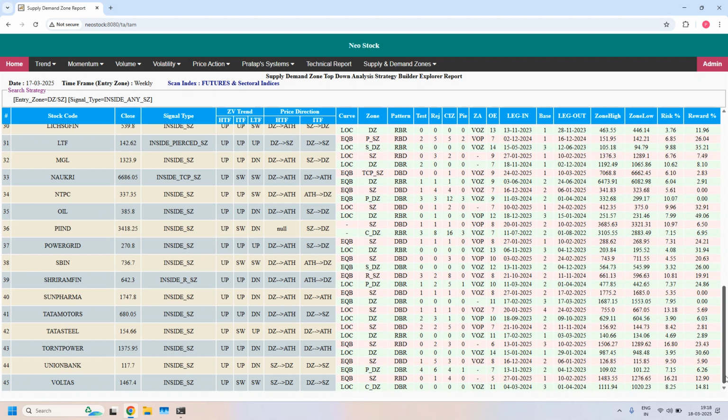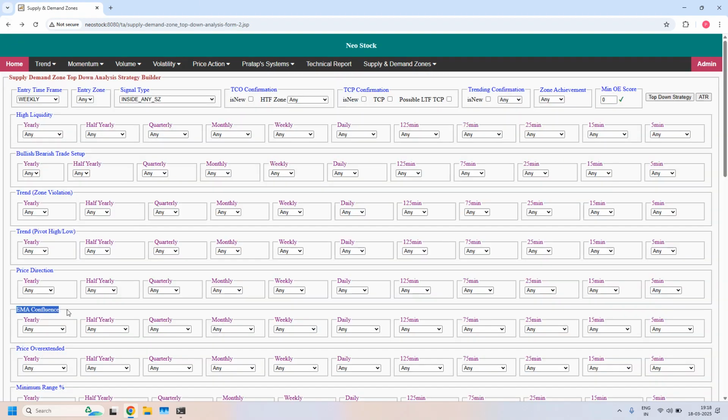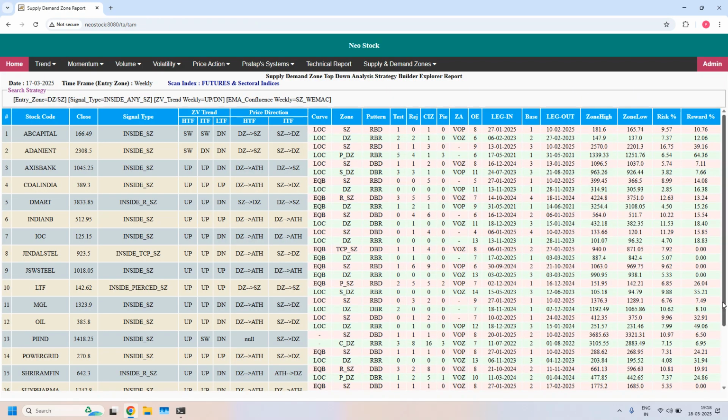Now we can further filter this list based on weekly supply zones having weekly EMA confluence. So in the EMA confluence at weekly, I'm selecting weekly supply zone having weekly EMA confluence. And trend on the weekly should not be sideways. It can be up or down. With these filters, now the list has come down to 20 stocks.